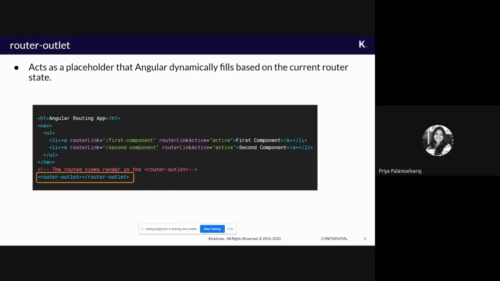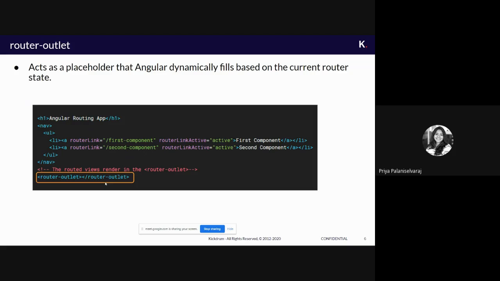Next is the router outlet. Let's say in your app you have a header, and just after the header you want to have the routing. Whenever you click on about, contact, dashboard, or any link, you would have seen the remaining page changing. To specify where it has to change, we mention the router outlet in the HTML part.